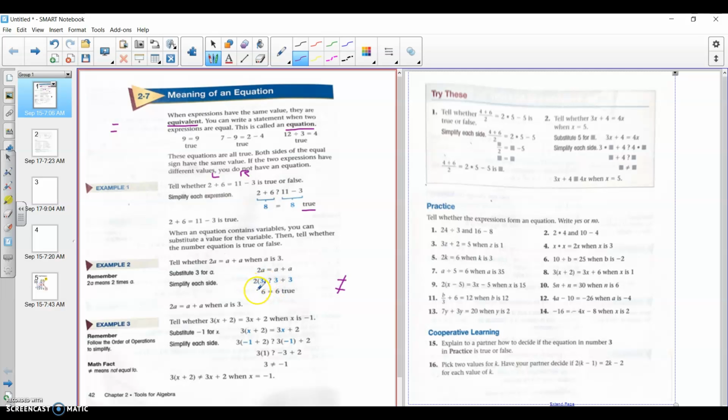That is the non-equal sign. However, when you do 2 times 3, you get 6. When you do 3 plus 3, you get 6. So 6 equals 6, and that's a true statement. So 2a equals a plus a when a is 3.